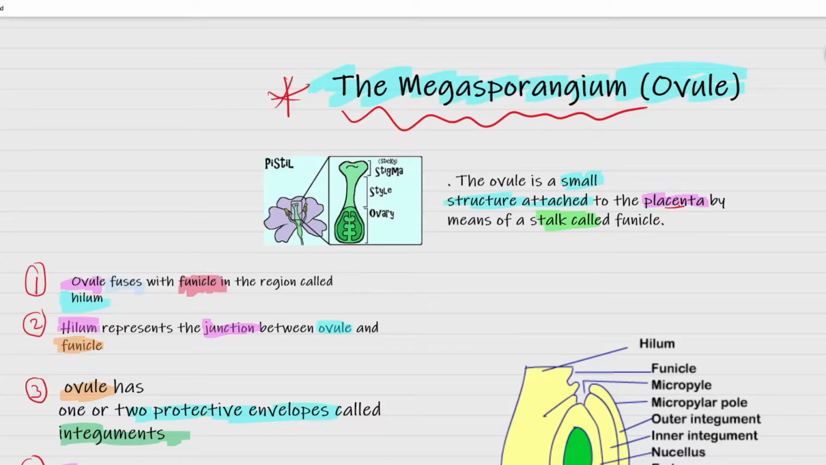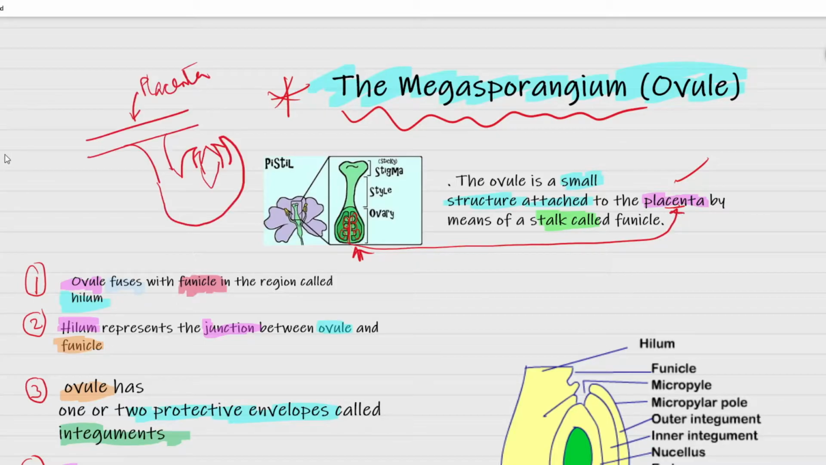Let me clear you once again: all the ovules are connected to a single stalk, and that is called a placenta. In this diagram you can see these are ovules, and they are all attached to a single stalk, and the stalk is, as we have discussed, the placenta. So let us assume this as a placenta and this as an ovule, and it is attached to the placenta; we don't have any doubt in that, right?